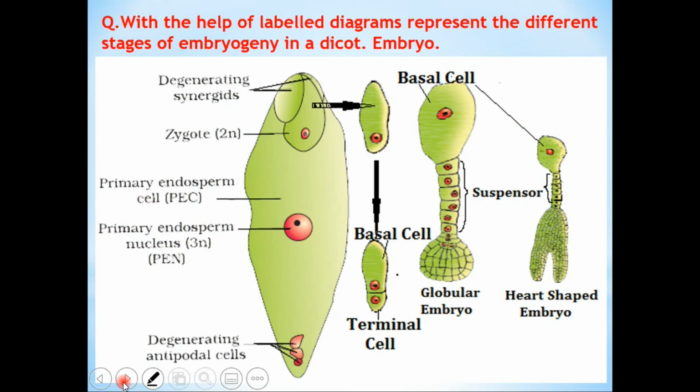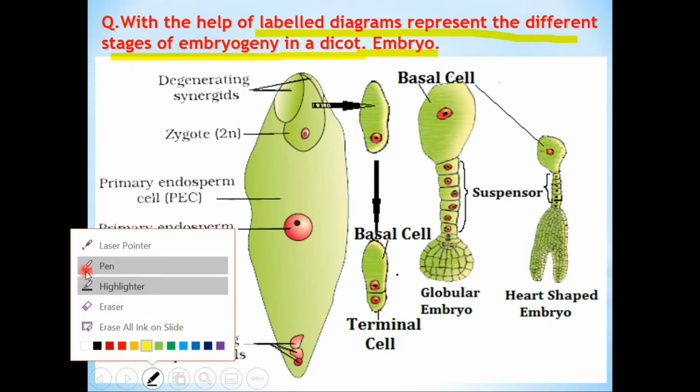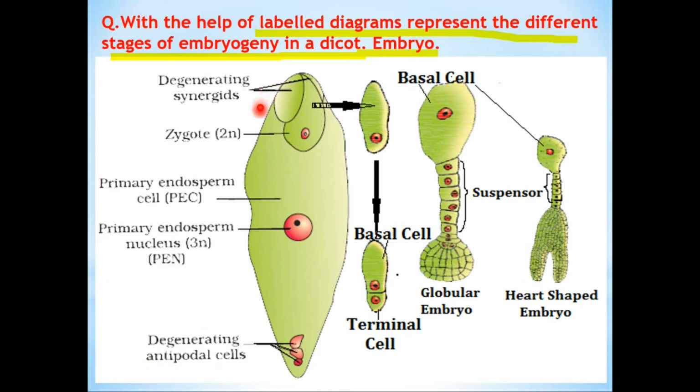So here we find in a board exam a question like, with the help of labeled diagrams, represent the different stages of embryogeny in a dicot plant or in a dicot embryo. So it was clear from the earlier discussion that this is the embryo sac, and inside the embryo sac, this is the zygote, 2n, and this is the central cell where there was a triploid 3n primary endosperm nucleus, PEN. Now in our earlier discussion, we already know that this entire area is now occupied with the endosperm or the nutritive tissue.